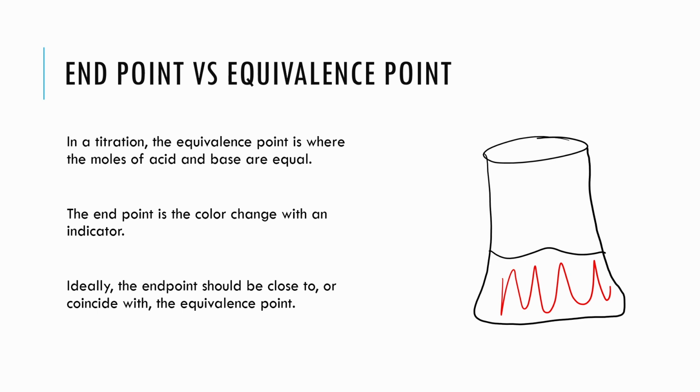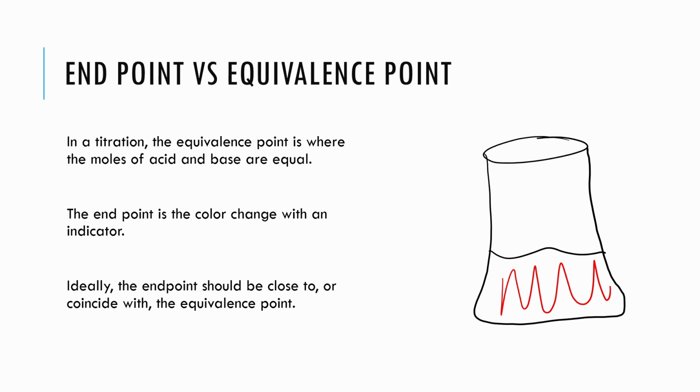The equivalence point is where the moles of acid and base are equal. Well, we just figured out that we can figure out the moles of base. So at the equivalence point, we know whatever we calculated for the moles of base is our moles of acid. The endpoint is the color change with an indicator. Ideally, you are choosing your indicator so that the endpoint and equivalence point are roughly at the same spot.